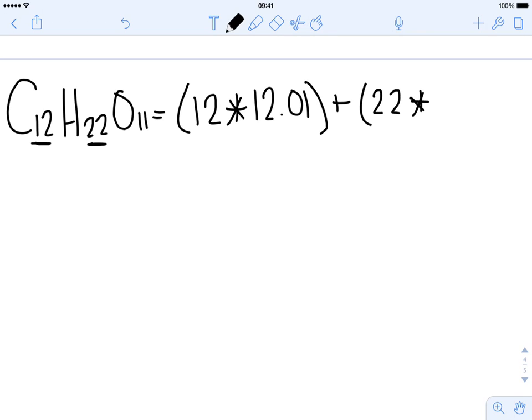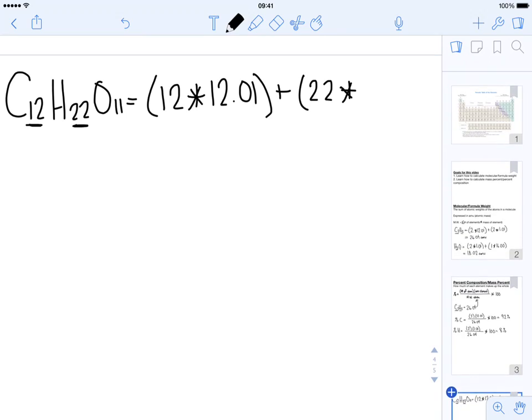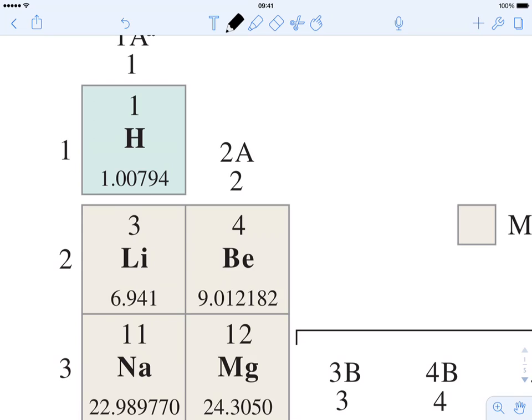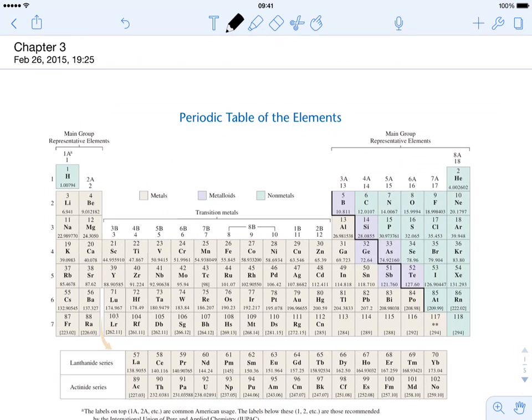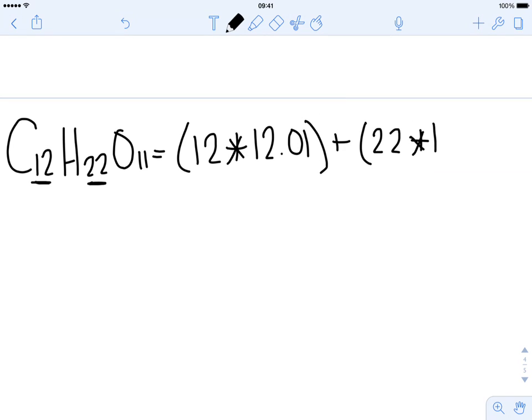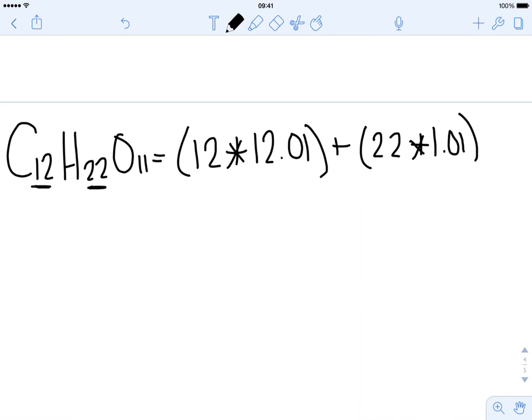So we're going to times that by 12.01. Now we're going to add that to the same information, but as it applies to hydrogen. So how many hydrogen atoms do we have? We have 22. So 22 times the atomic mass of hydrogen.